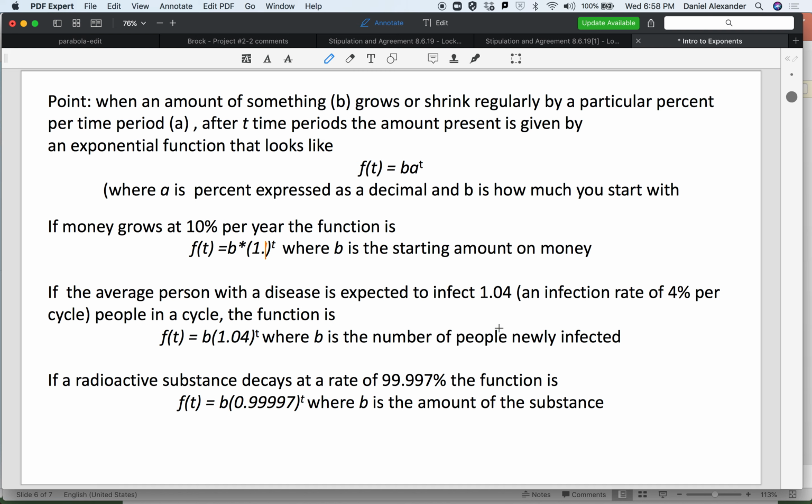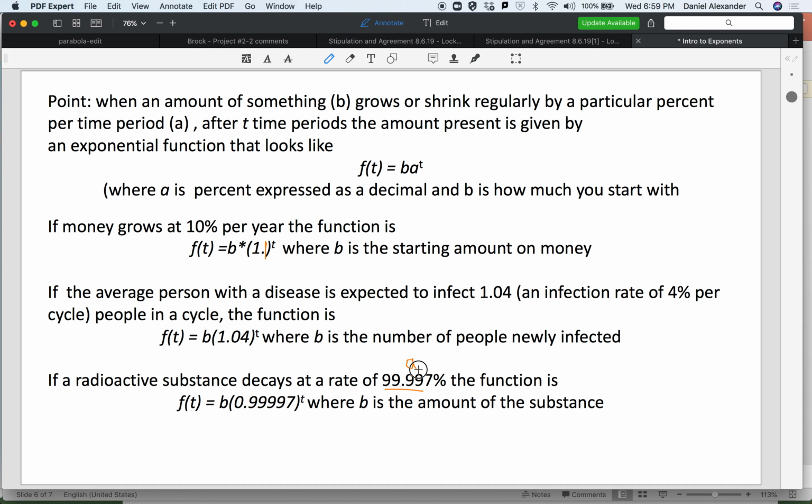Here's the disease. 1.04 people get infected in a cycle. Then the function is how many people you start with, B, times the infection rate to the t, and t is the time period, how many cycles we're doing. For the third example, we have the decay, which is what happens if it's decreasing at a rate. That's called decay. Then that's my A right there.